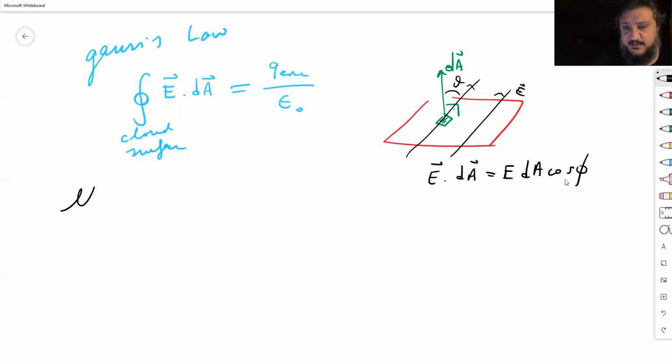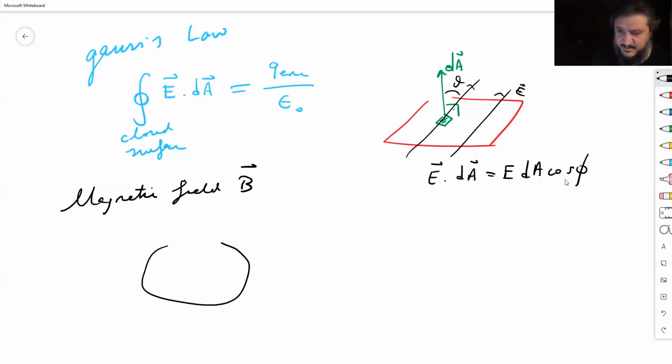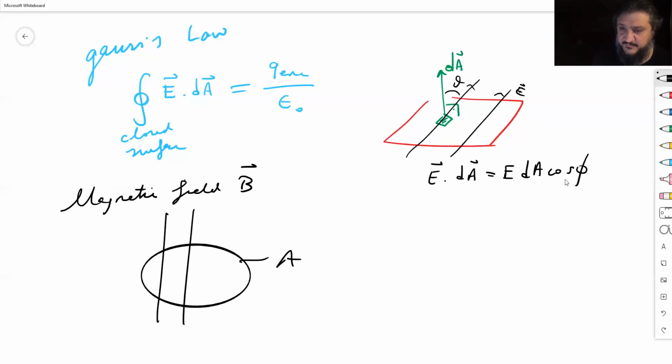So magnetic fields will also result in fluxes. So this is your area, and you have a uniform magnetic field, which is perpendicular. Okay, the simplest case you can imagine. Just multiply the two. B times A will give you magnetic flux, letter phi.